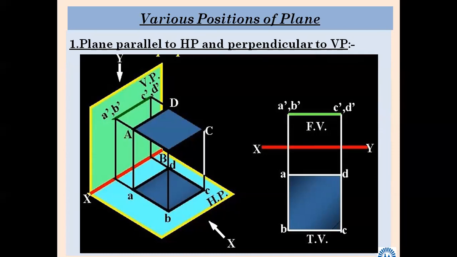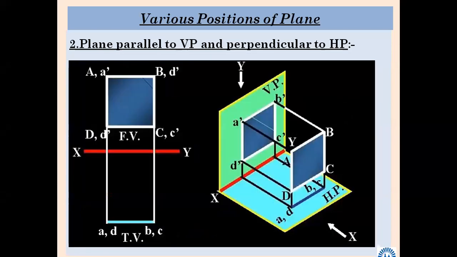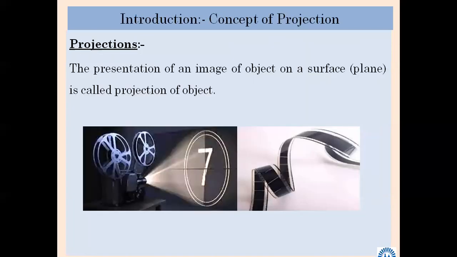Once again, who is telling? I am not getting your voice. Perpendicular to VP. Vertical line is perpendicular to HP and parallel to VP. It is as simple as this. So I will go a little back. So let us revise once again.